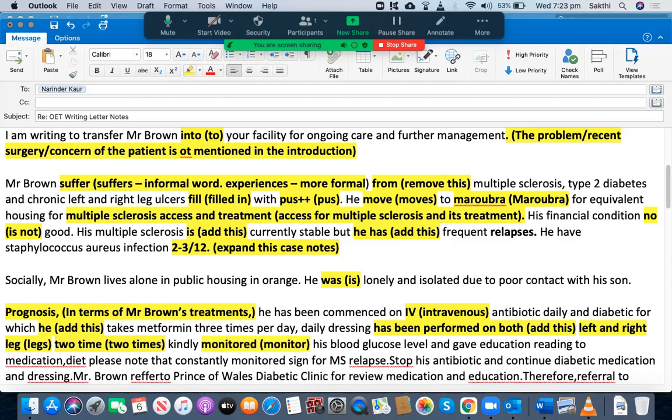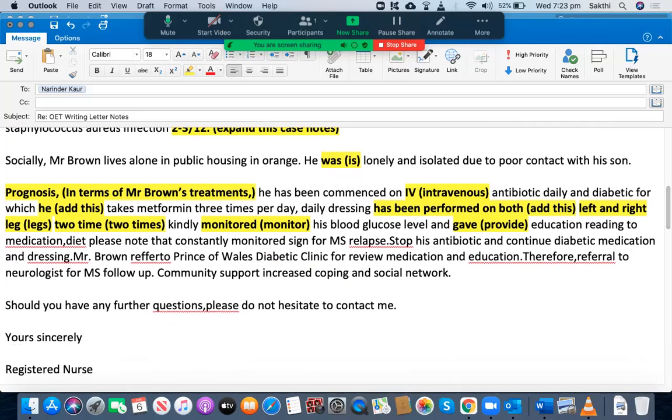His blood glucose level and gave education. Okay, so you used gave, but it should be provide. Okay, and educate. So that would be much better. Gave is the past tense, so you shouldn't have used the past verb here. You are going to request all the services to the addressee in order to support the patient. So you should have used the present tense here. So please provide education regarding.